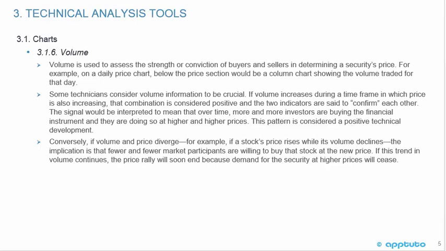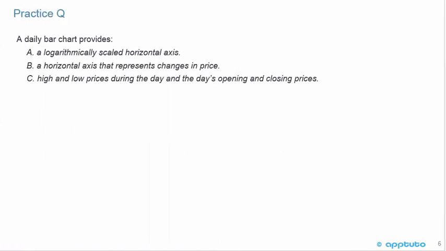Conversely, if volume and price diverge, for example, if a stock price rises while its volume declines, the implication is that fewer and fewer market participants are willing to buy that stock at the new price. If this trend in volume continues, the price rally will soon end because demand for the security at higher prices will cease. So we'll just do a couple of practice questions to finish this LOS.